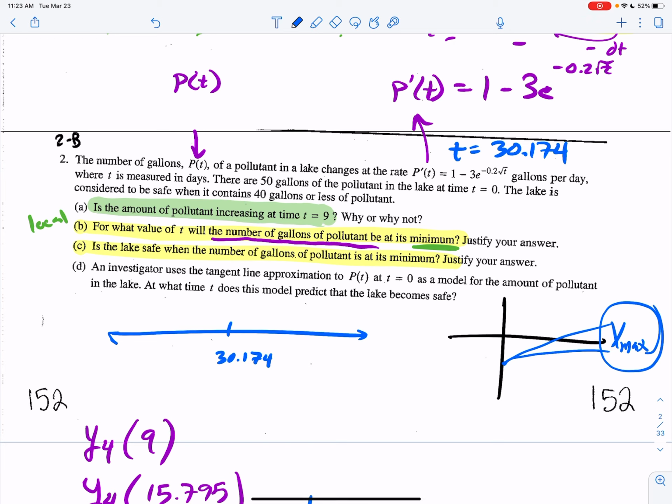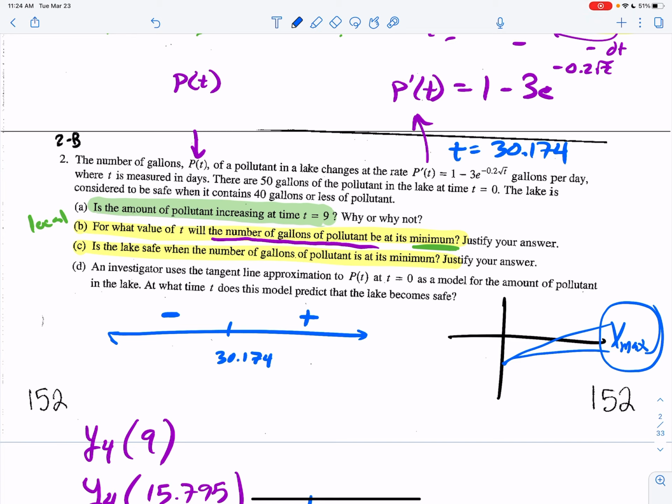Local is definitely a lot simpler than absolute. It's quicker, but you do have to explain it. If you just take a look at the graph, you notice that it's below the x-axis before 30.174, so you know the derivative is going to come out negative there, and it will come out positive after 30.174. So here's how you properly write it. There are many ways you could write it, but just be as explicit as possible.